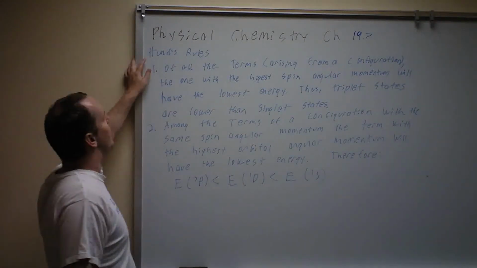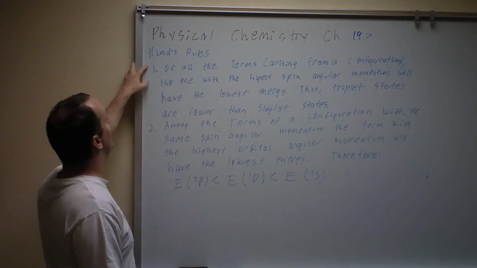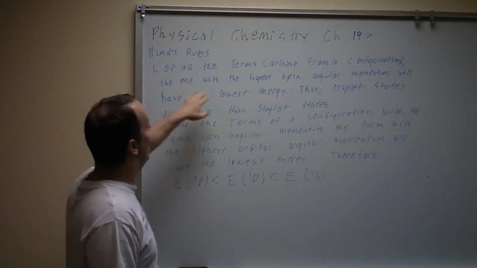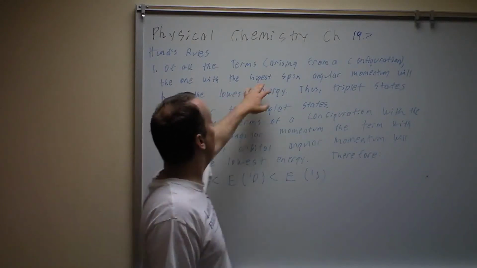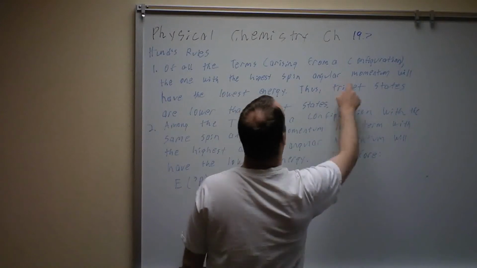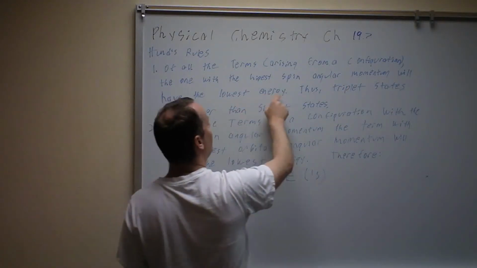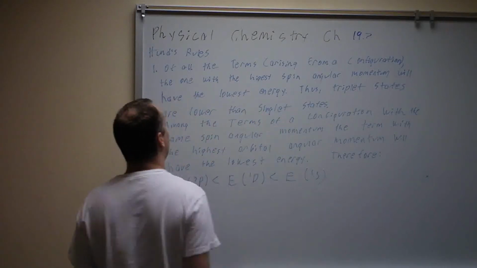Continuing on physical chemistry, chapter 19, section 7. Now we're talking about Hund's rules. There are 2 of them. So the first one says, of all the terms arising from a configuration, the one with the highest spin, oops, I spelled highest wrong, but anyway, the highest spin angular momentum will have the lowest energy. Thus, triplet states are lower than singlet states.